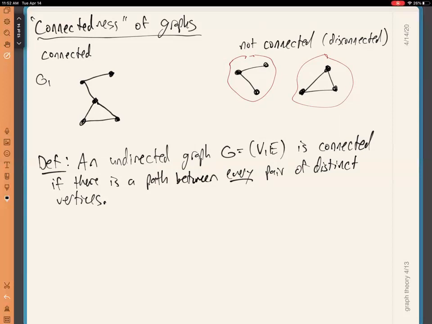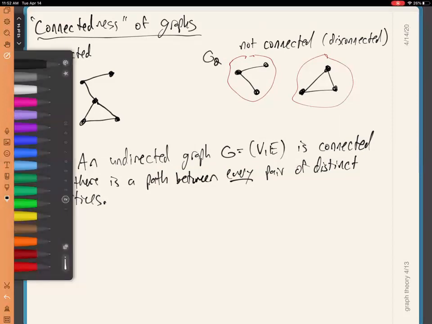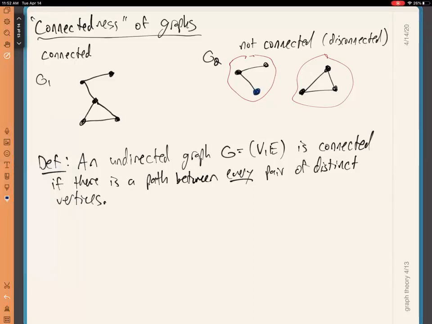Right, so for example, if you look at the graph G1 above, no matter which two vertices you pick in this graph, you can always find a path from one to another. Right. However, if you look at the graph G2, let me pick this vertex here, which is V, and maybe this vertex here, which I'll call U. Well, there's no path from V to U, right? Any path that starts at V has to stay inside this red circle region, and also any path that ends at U has to stay inside this red circle region, right? And so there's no connection between the two pieces. And so in that case, we would say they're not connected or they're disconnected.